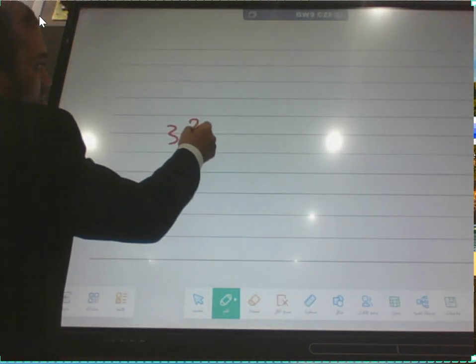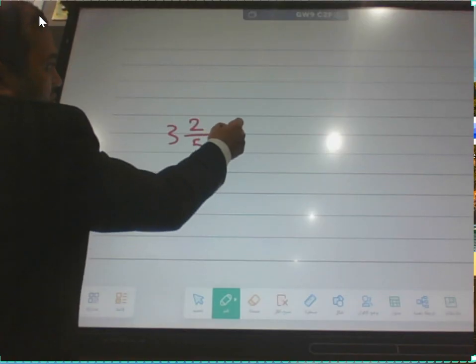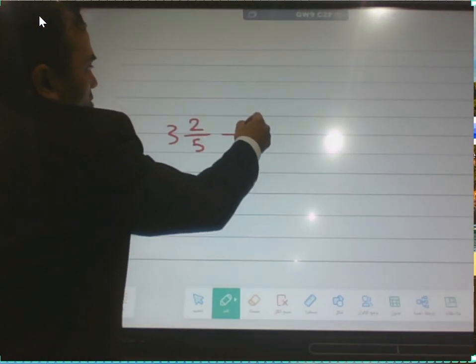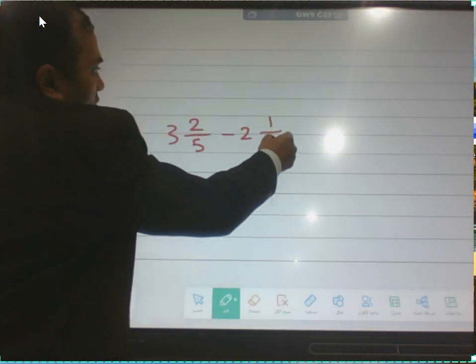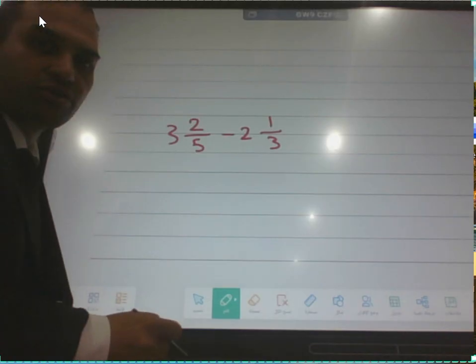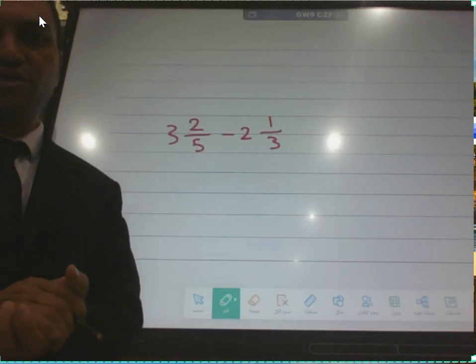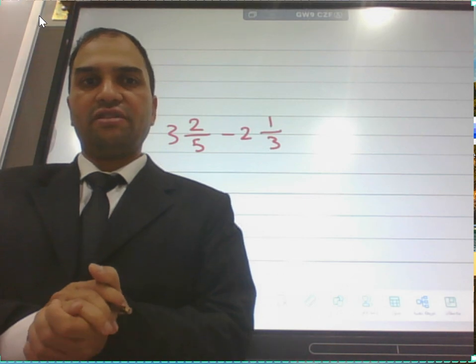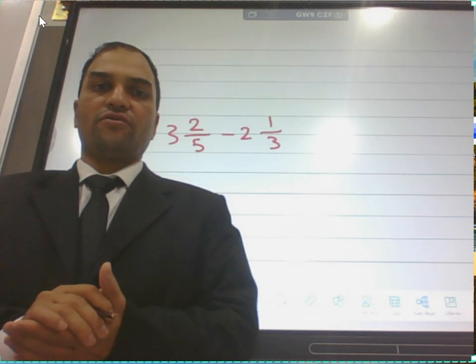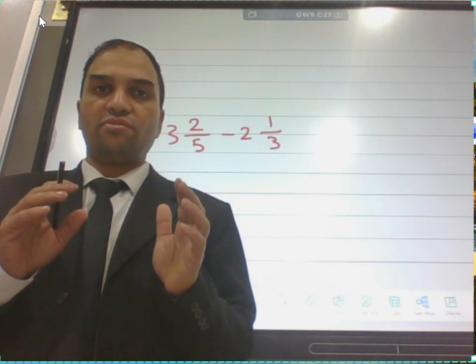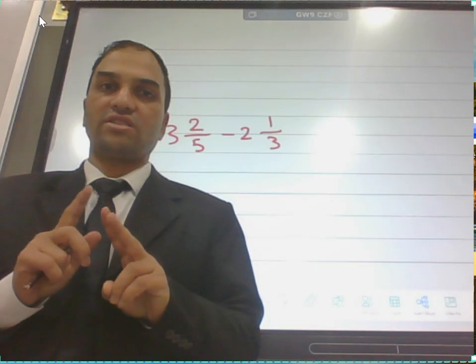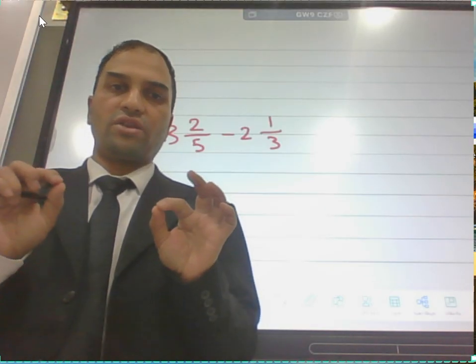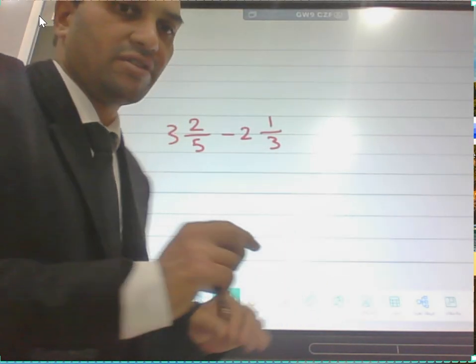3 and 2 over 5 subtracted by 2 and 1 over 3. In this example also we can find the least common multiple of the two denominators. We have 3 and 5. We know 3 times 5 equals 15. Then the least common multiple of the two fractions' denominators will be 15. 5 and 3 are relatively prime numbers. Then we can do that. 3 times 5 equals 15 here, right? 15.